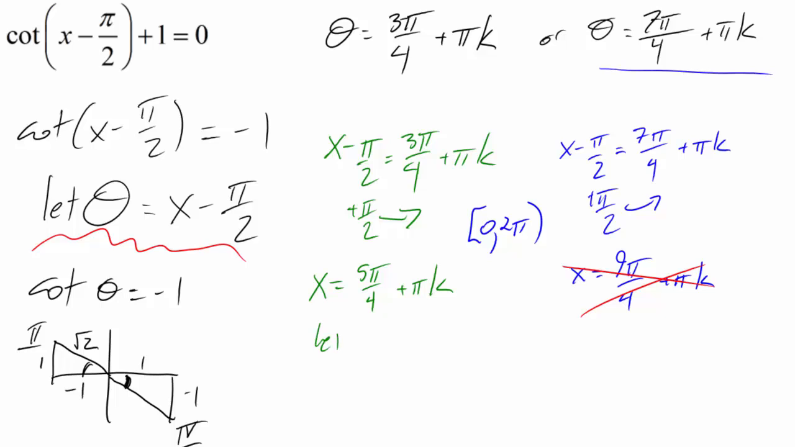All right, so let's go back to him. All right, and so if we let our k equal 0, then we know x is just going to be 5 pi over 4 plus 0, which is 5 pi over 4.